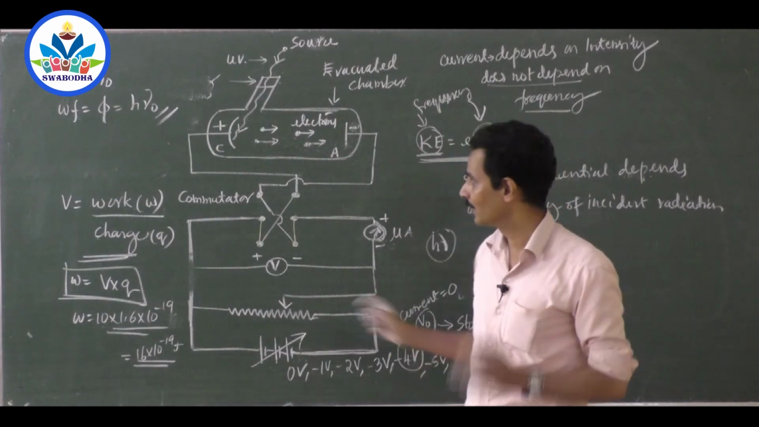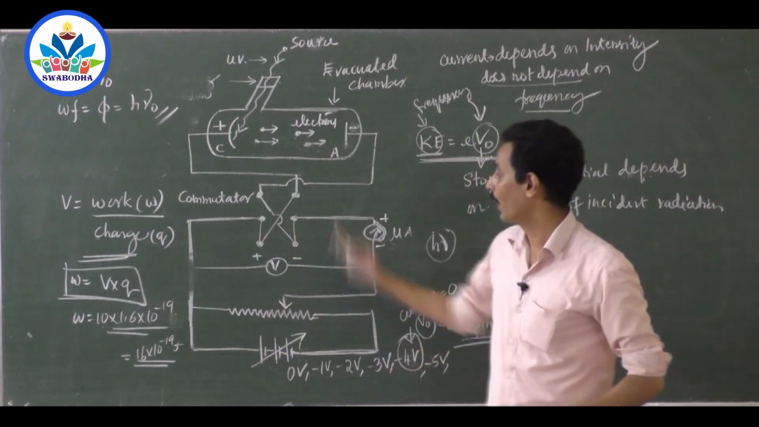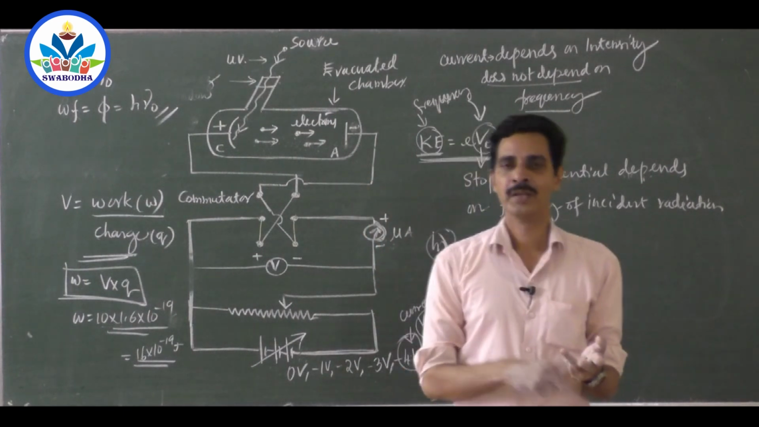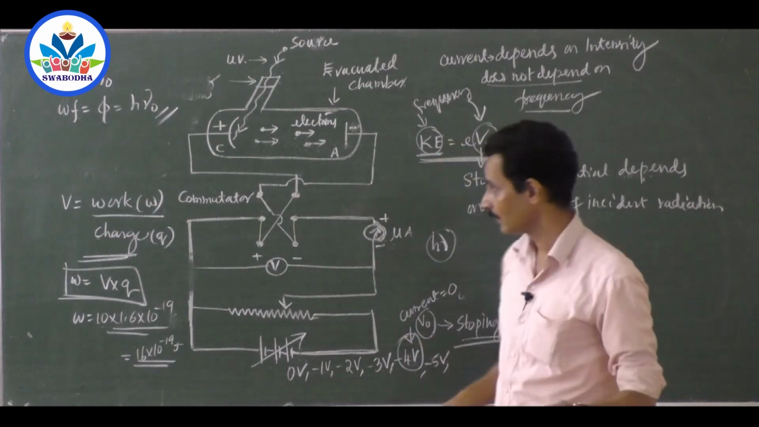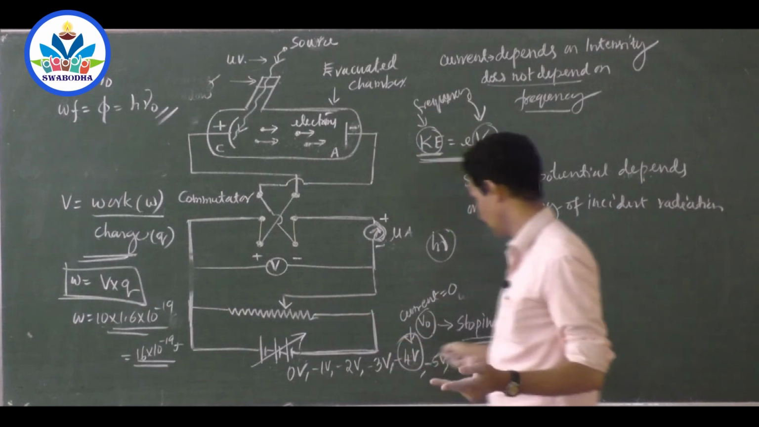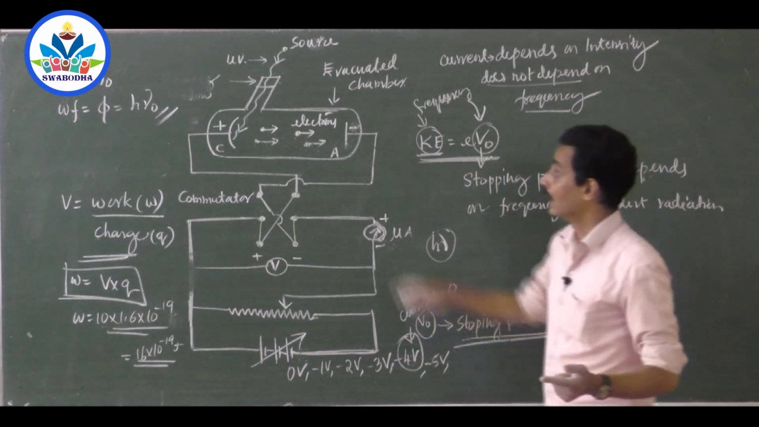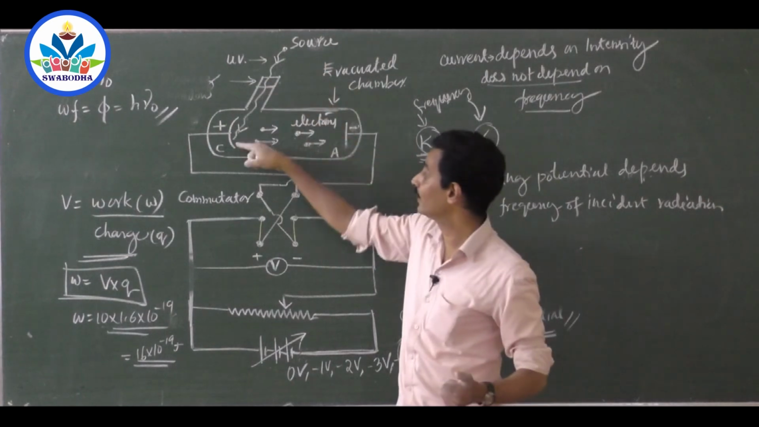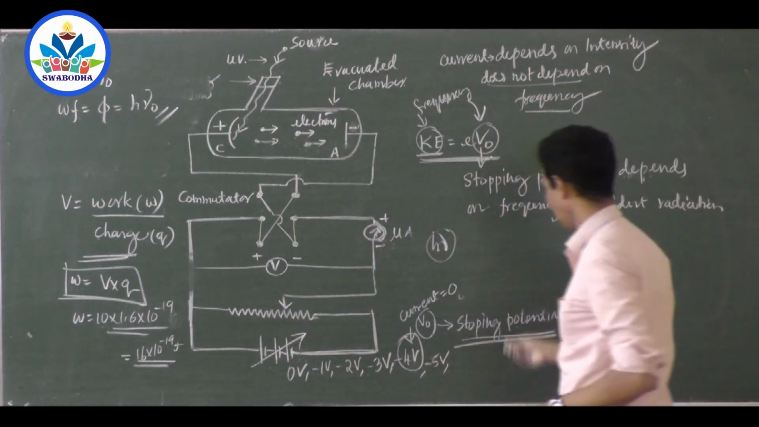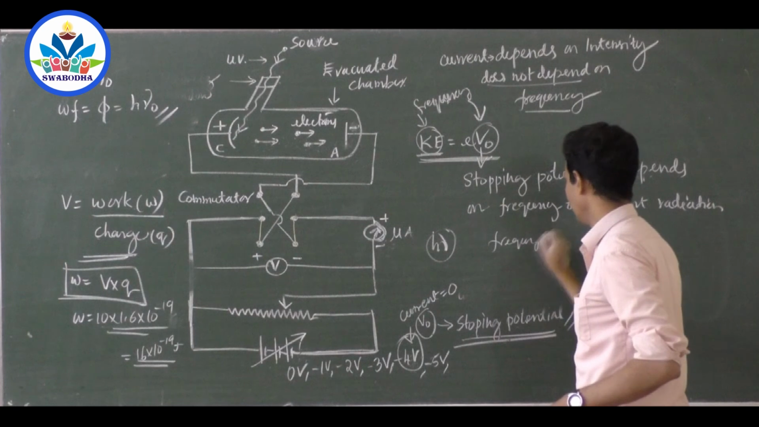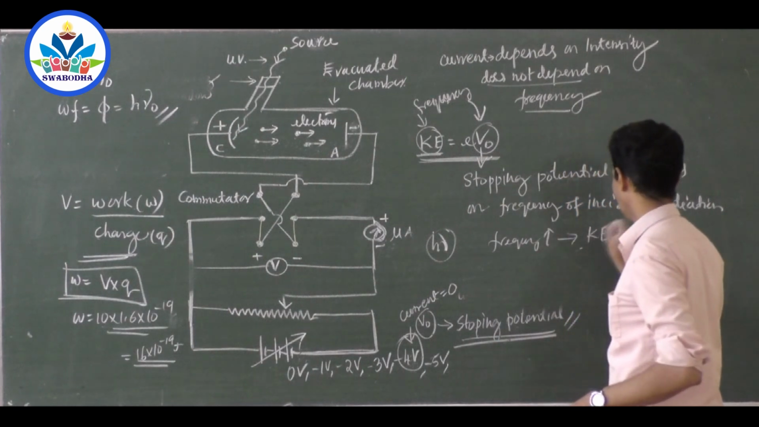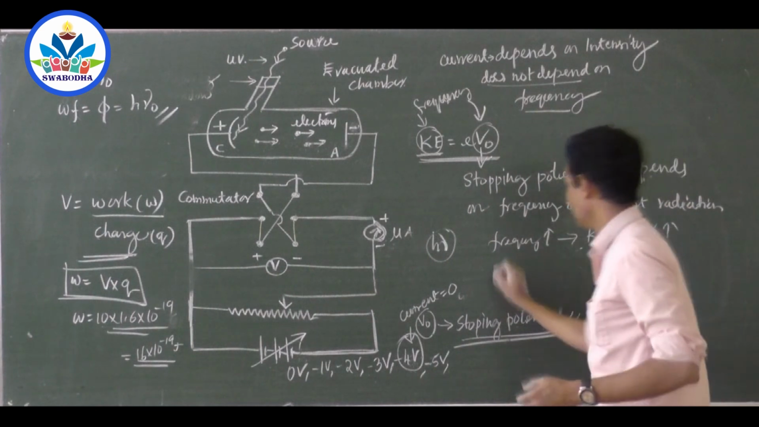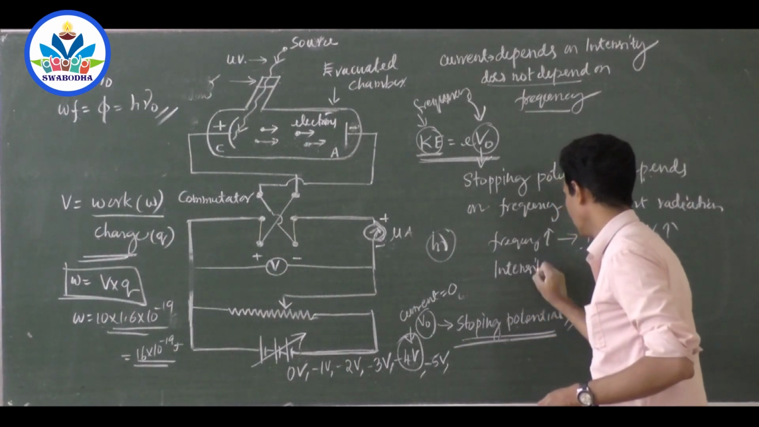So now, you must be ready with this experiment, and how positive and negative change, and what happens with threshold frequency, work function and stopping potential. Increasing intensity increases current. Increasing frequency increases kinetic energy. So I can have a relation, right? Frequency increases kinetic energy, which increases stopping potential.